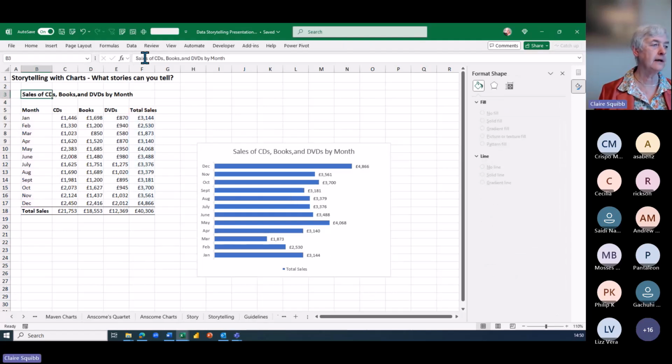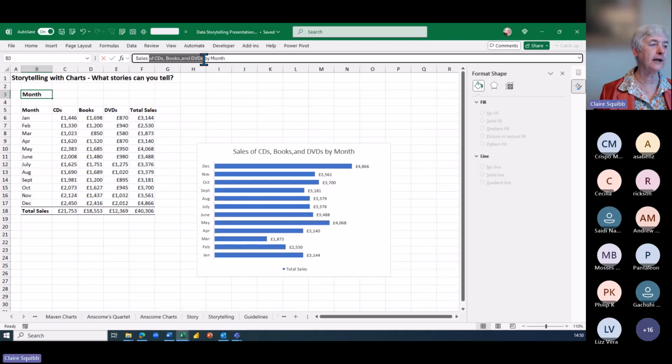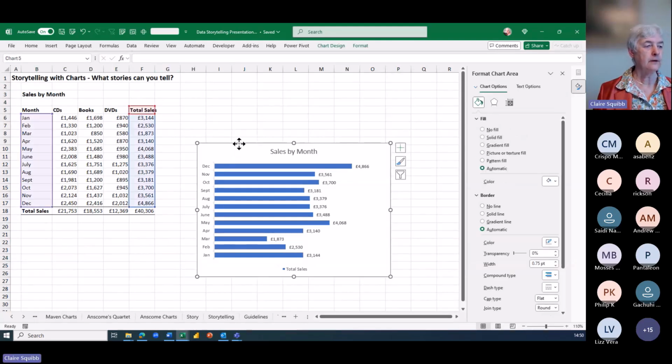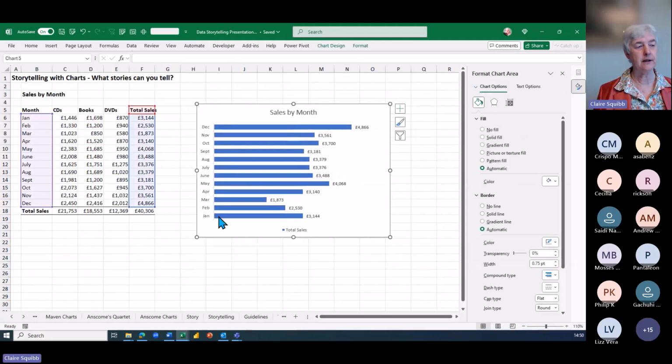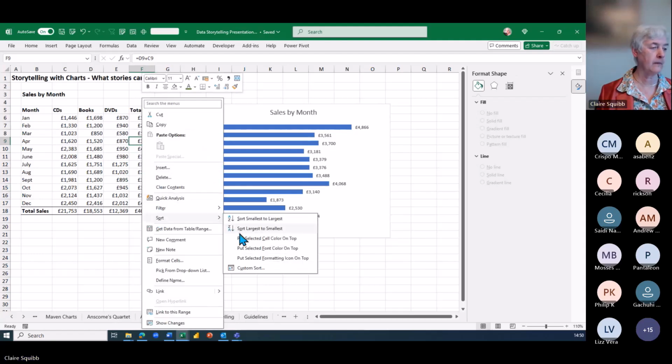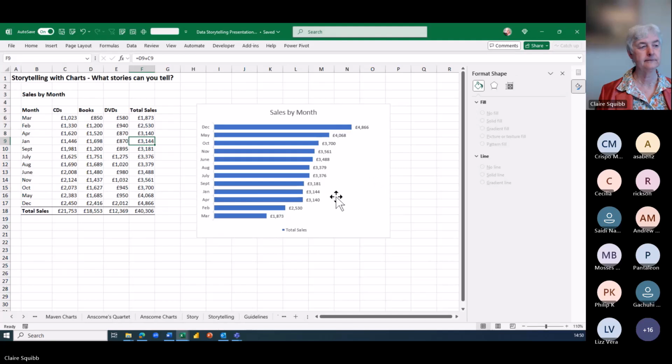That needs to be changed again. There you go. So just a few simple tweaks and you can get a much nicer chart as you go through. If you want to show that in data order, sort this column. There you go. So different ways of displaying your data and getting a decent chart out of it.